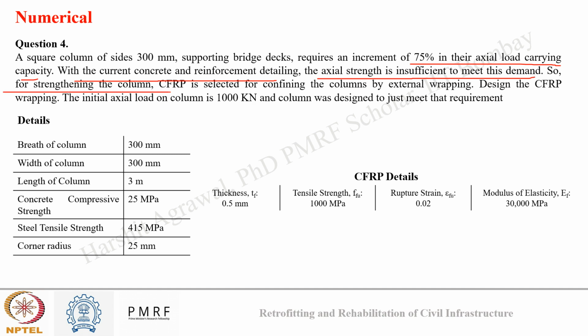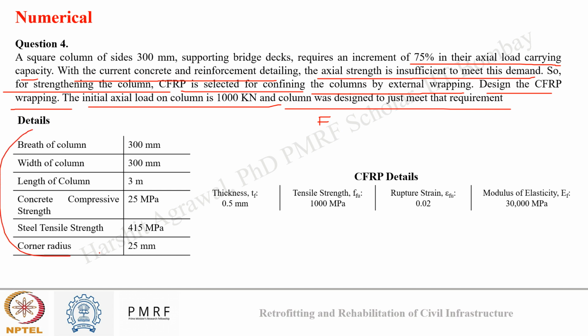So strengthening is required, and for strengthening we are using CFRP for confining the concrete as external wrapping. We are asked to design the CFRP wrapping. Initial axial load on the column is given. It is 1000 kilonewton, and you need to design the column just to meet the requirement. After 75% increment, we need to check whether my FRP is just meeting the requirement or not.